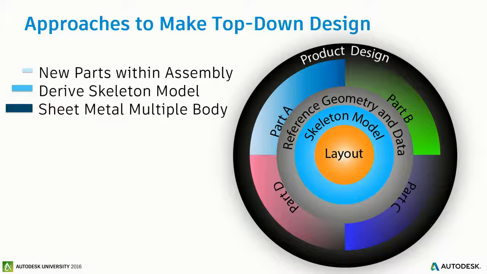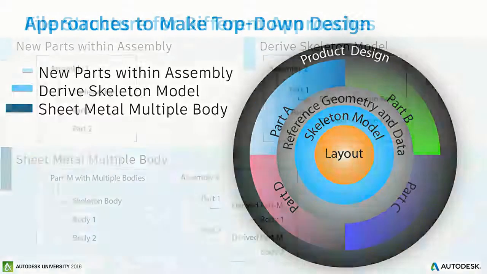And the second one is to use Derive, where you create a new part and you derive a skeleton part model in your part. And the third one is our recommendation, the sheet metal multi-body. You use the sheet metal multi-body to create the context in one part, and then make components to make an assembly. So let's go to details.